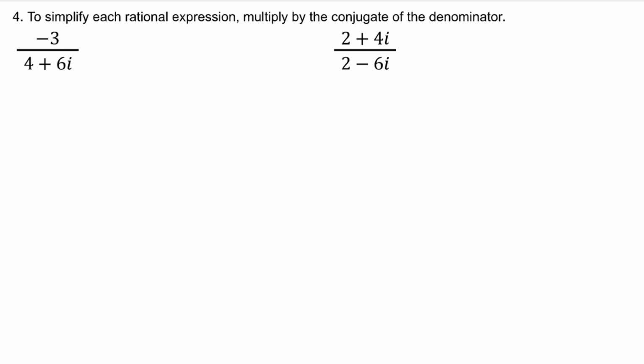The conjugate of this denominator is 4 minus 6i. And I want to multiply this denominator by its conjugate. But if I multiply the denominator, I also have to multiply the numerator, so that I'm truly only multiplying this expression by 1, a special form of the number 1. Distribute negative 3 into the numerator, and then multiply these complex conjugates.